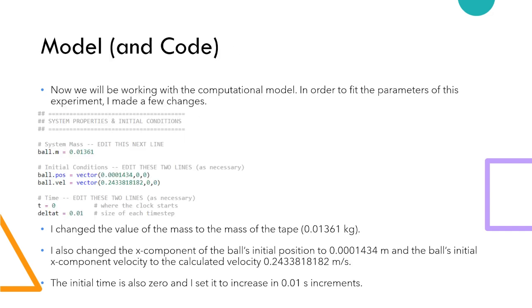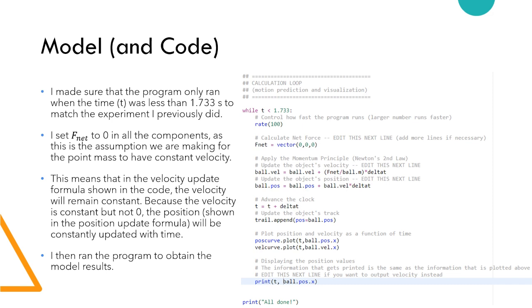To accurately recreate the experiment in the computational model, I had to change some of the parameters. I changed the mass of the tape, the x component of the ball's initial position, and the x component of the velocity as well. I also set the initial time to 0. I made sure that the program only ran for 1.733 seconds, which is the total time. I set all the components of Fnet to 0, and I ran the program to obtain the model results.